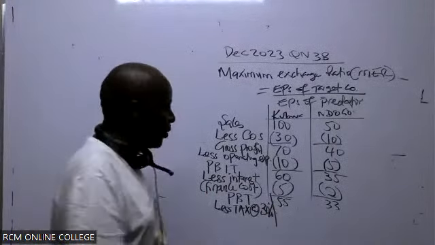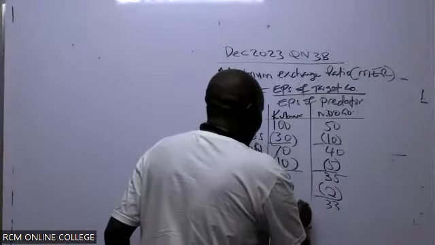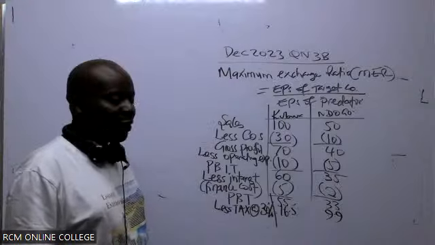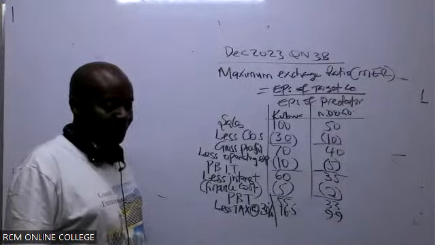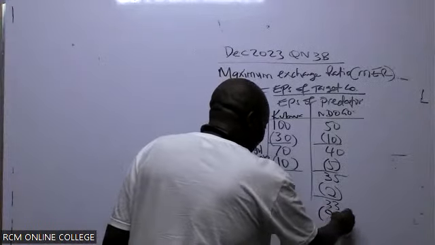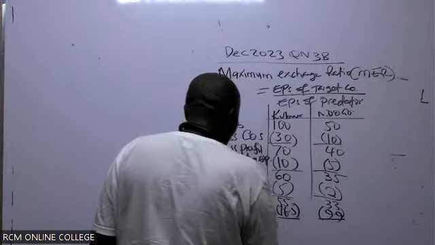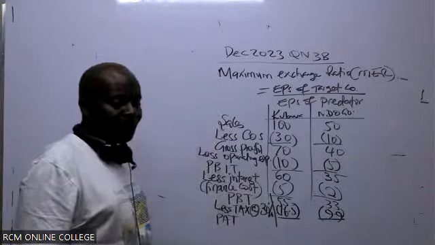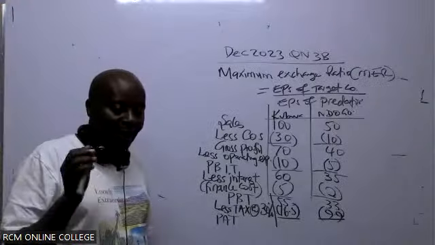16.5 and 9.9. 16.5, and then we have 9.9. All right, so please come here and deduct, for you to be able to give us what we call the PAT, profit after tax. So go ahead and deduct.